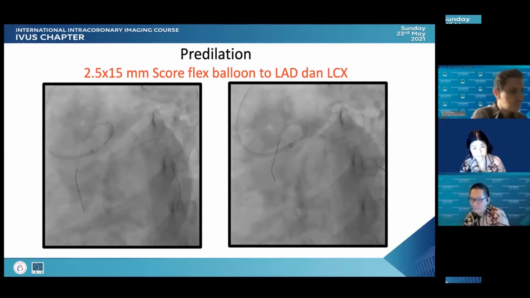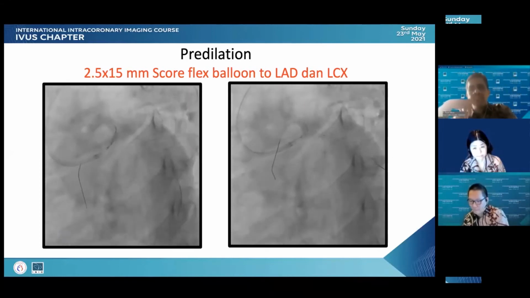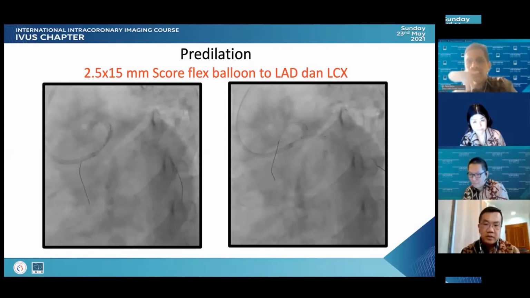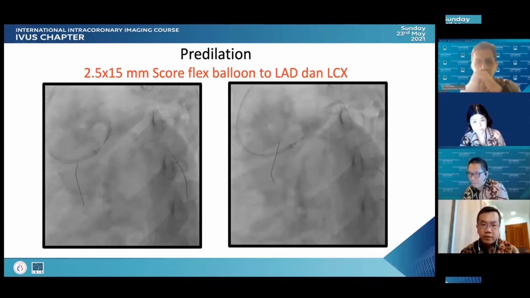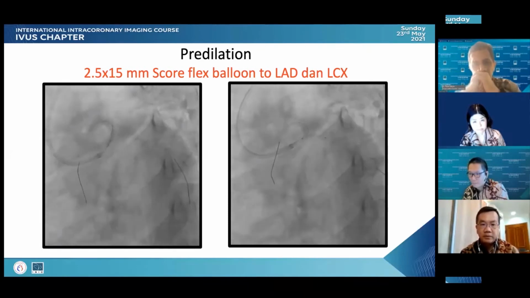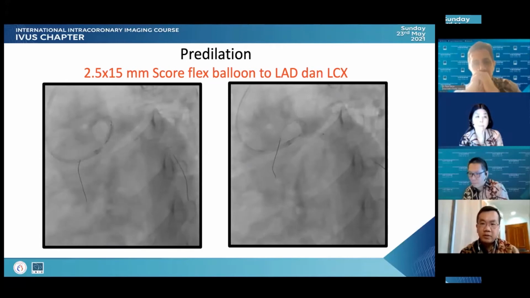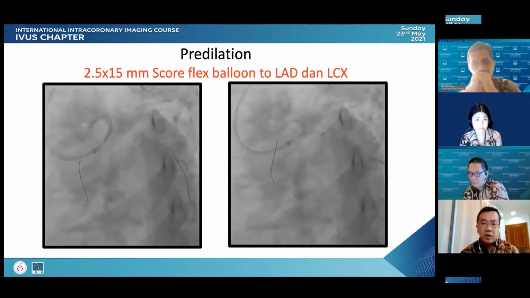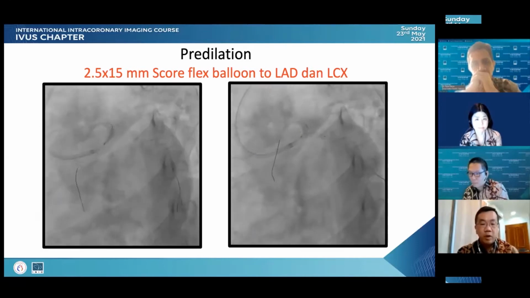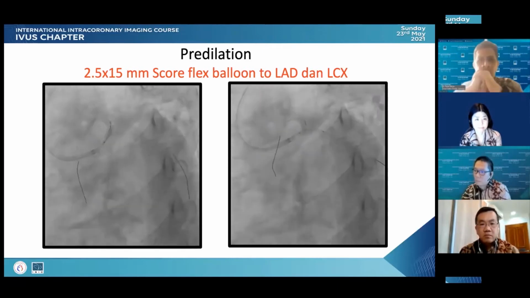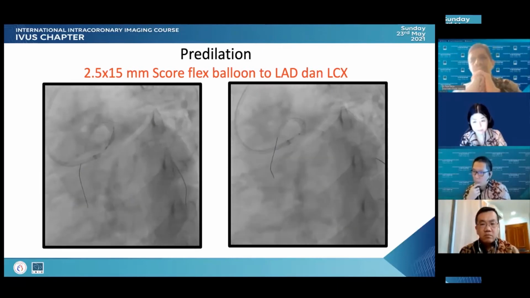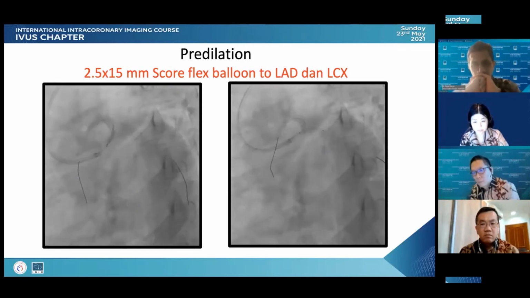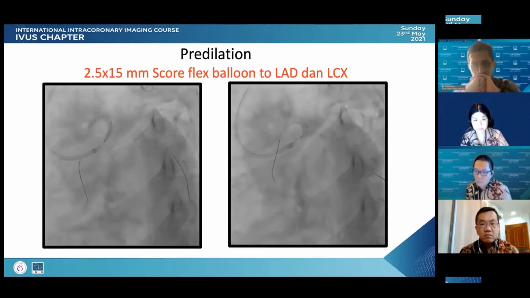I think I will still use a bigger balloon, because from the IVUS, the circumflex and the LED ostium are at least 3.0 to 3.5 millimeters. So for safety and better stent expansion, I think a bigger balloon, or even a small scoring balloon followed by a bigger non-compliant balloon, for lesion preparation. That is my opinion.